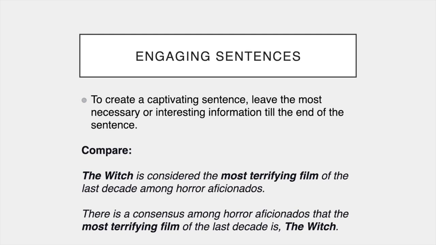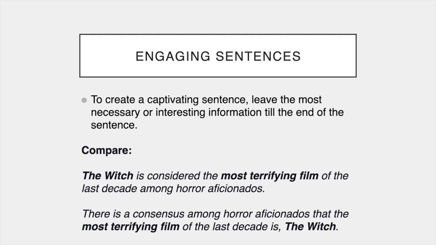Therefore, let's compare two sentences so as to work out what is the most crucial or fascinating info. Sentence 1. The Witch is considered the most terrifying film of the last decade among horror aficionados. Now, this is an okay sentence, and it's grammatically accurate, but it's not as intriguing as it could be. So let's have a look at the second one.